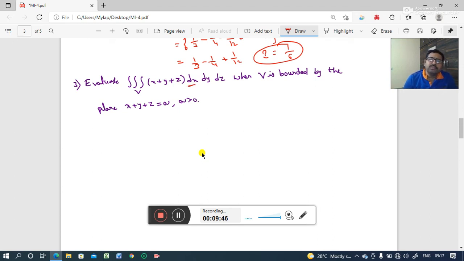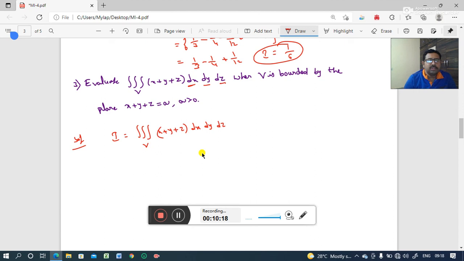The given variables are x, y, z, means you need to identify the 3 limits. Okay, so how to identify? What is the hint they have given here? V is bounded by the plane x plus y plus z equals a. So let us write the given integral: triple integral over V of x plus y plus z, the given function, into dx dy dz.